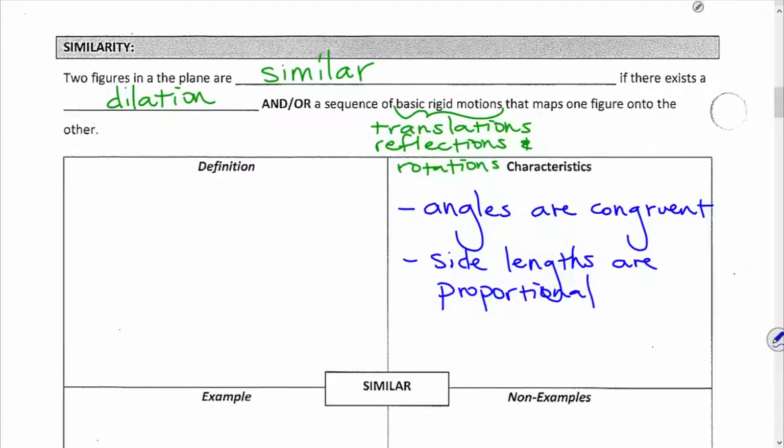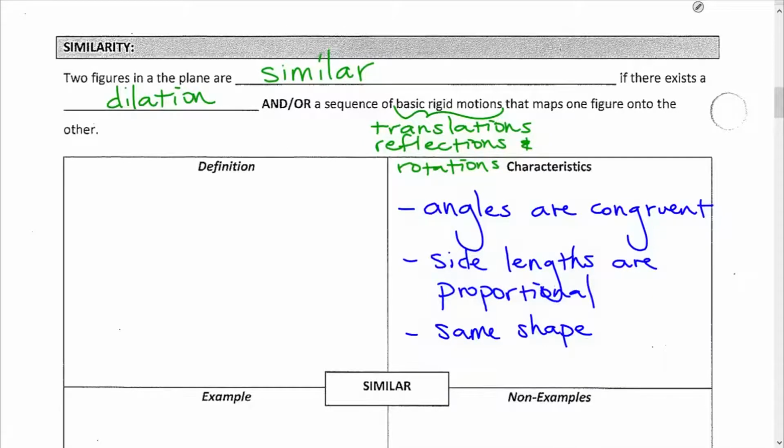And the last thing I want to point out is that if angles are congruent and side lengths are proportional, then it's the same shape but a different size. Okay, so those are some characteristics of similar figures.